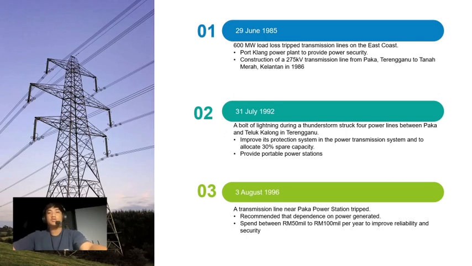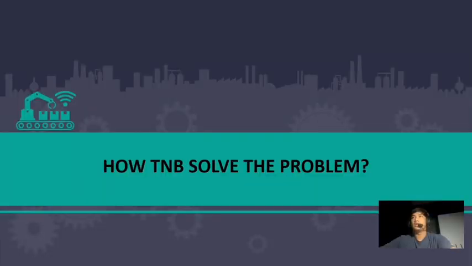TMB is to spend between 50 million to 100 million ringgit per year in the next 5 years just to improve the reliability and security of national electricity distribution. And next, we go into how TMB solves the problem.